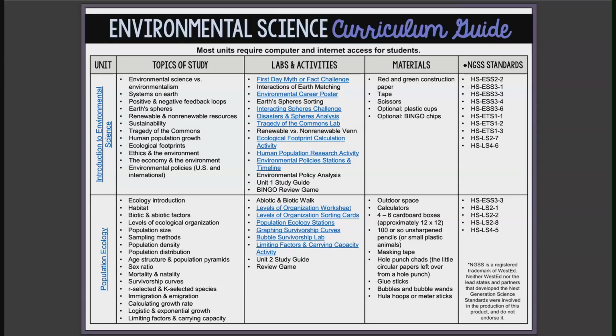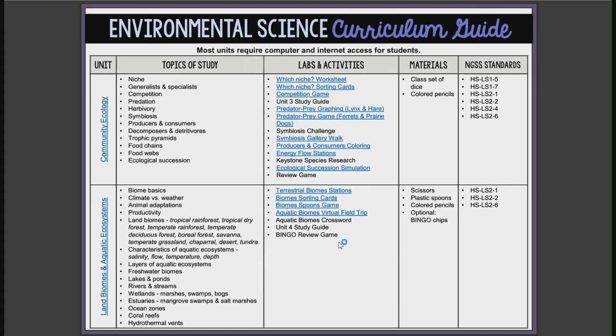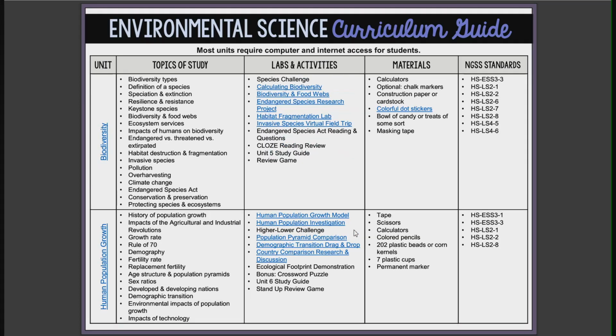This document is the scope and sequence. Whether you are on a traditional schedule or a block schedule, this will give you a clear big picture view of your year. On the left, topics of study are listed for each unit. And in the middle, you can see all of the labs and activities included within each unit.